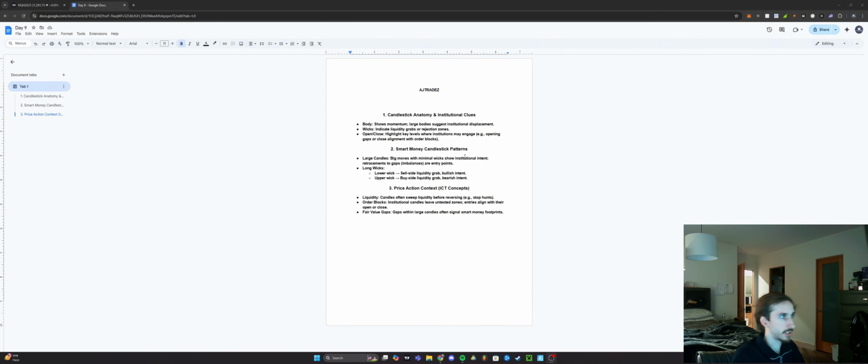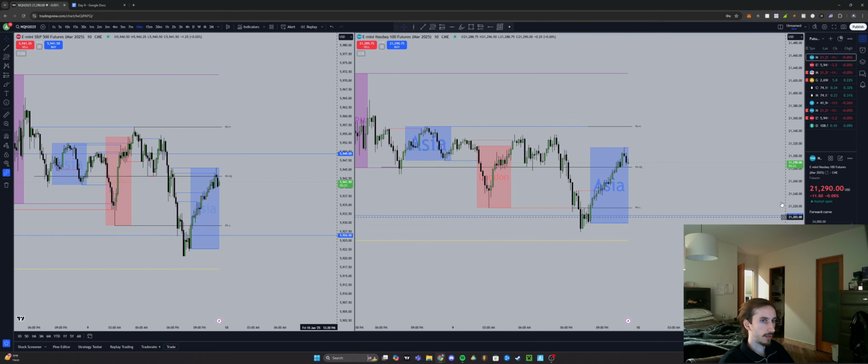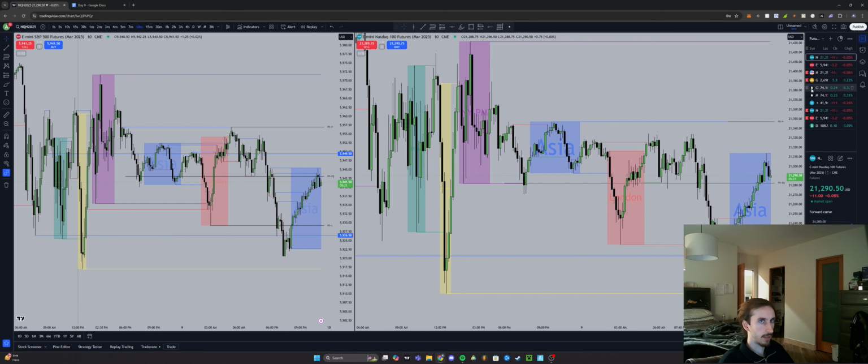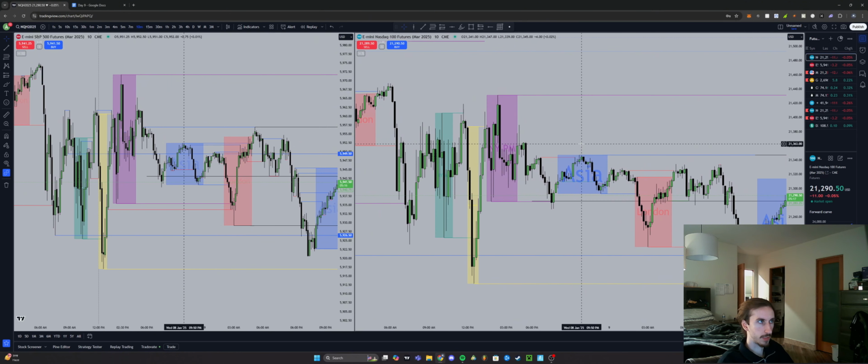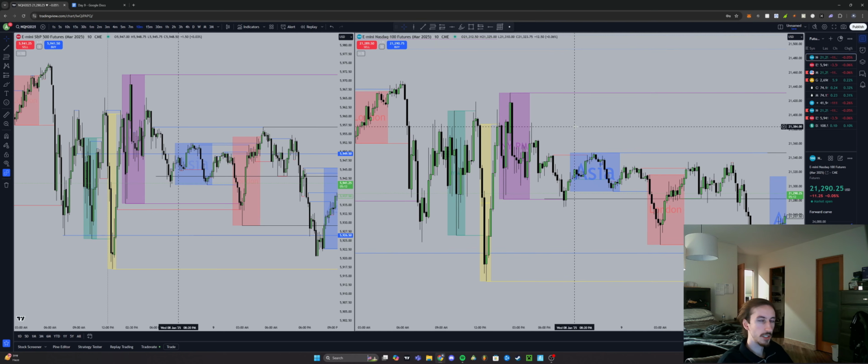Candle anatomy and institutional clues, right? So first, if you look at a candle, let's just get the basics over with, okay? There's 2 types of candles, right? A bullish candle, which means an up candle, and a bearish candle, which means a down candle, right? Each candle has an opening price, and each candle has a closing price.